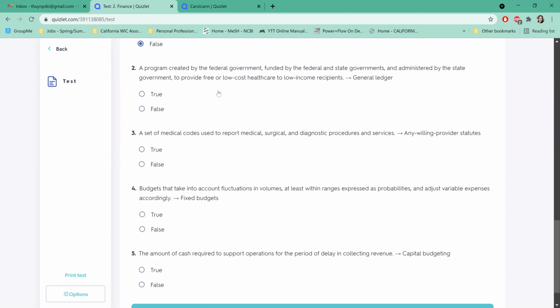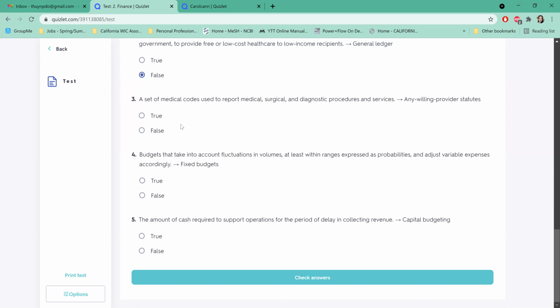All right. Good pacing. Next, a program created by the federal government, funded by the federal and state governments, and administered by the state government to provide free or low-cost healthcare to low-income recipients is called general ledger. True or false? We've got F, Foxtrot, false. Great. Sounds really close to Medicaid or Medi-Cal.